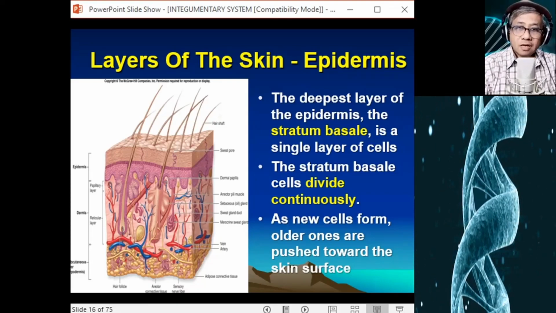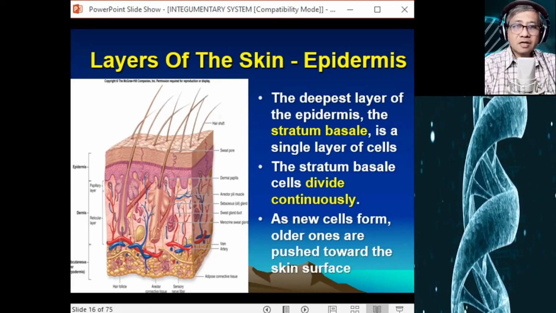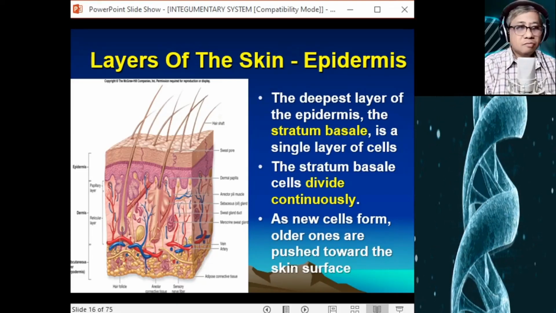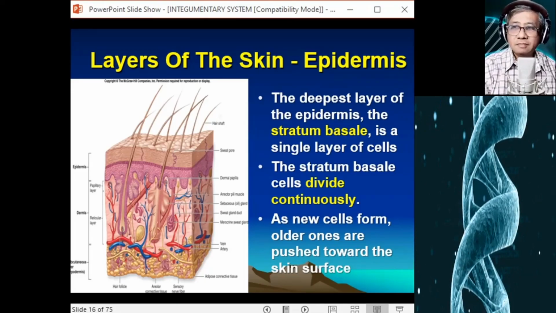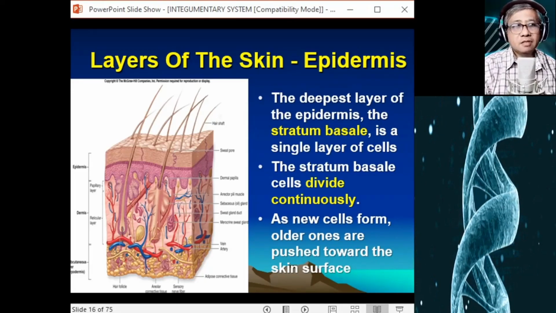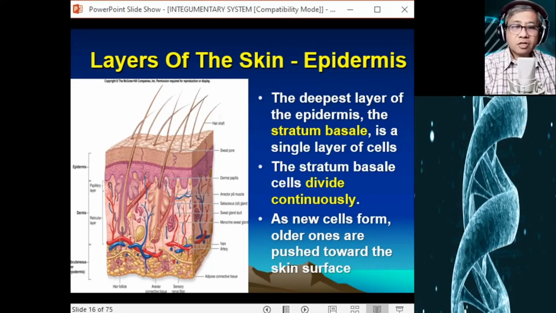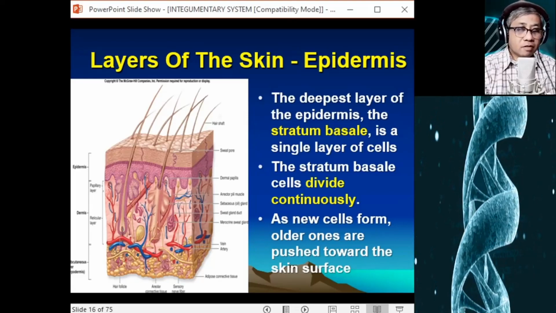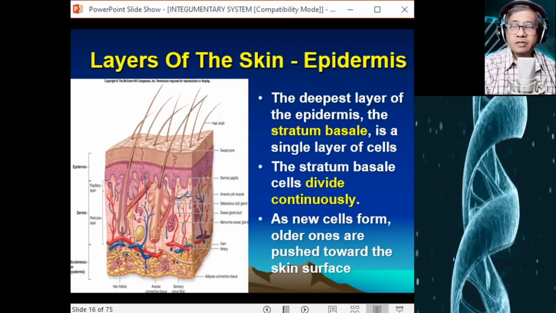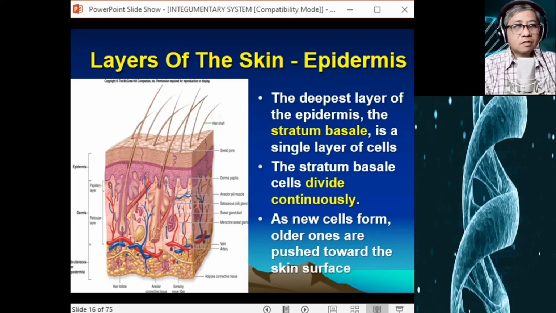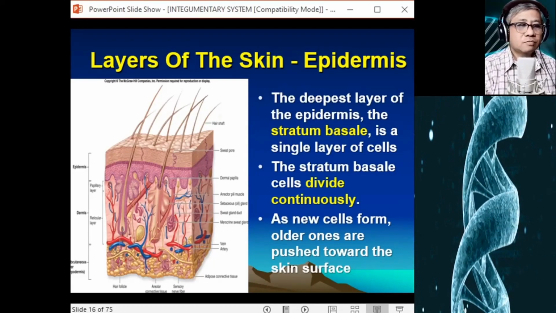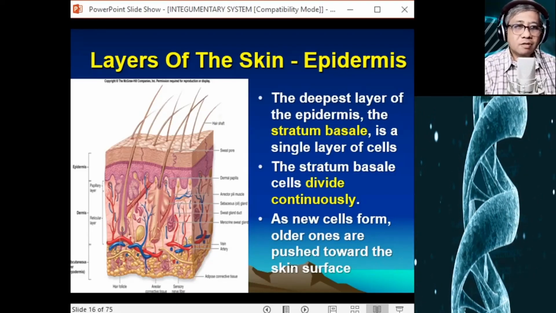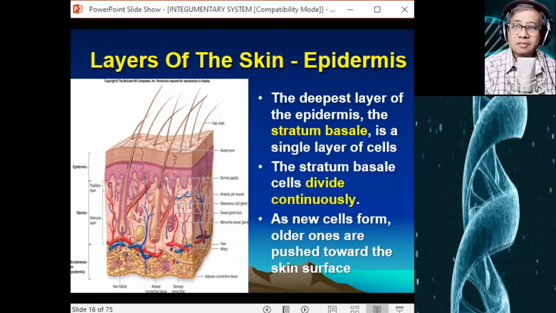So slowly they die until they reach the stratum corneum, in which most of the cells in the stratum corneum are already dead. Okay, and as the older cells are pushed upwards, they begin to lose some of their cytoplasm until they reach the stratum corneum, and that's the time they all die. That's why most of the cells in the stratum corneum are made up of mostly dead cells.